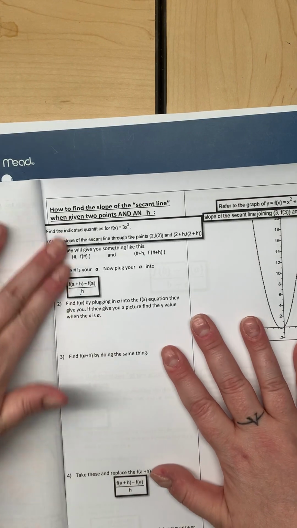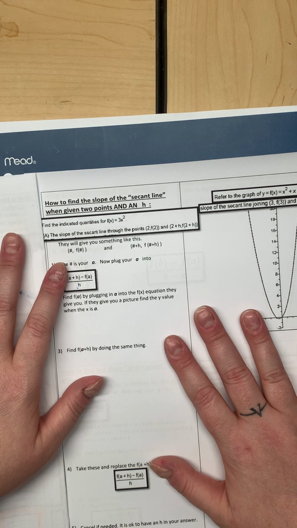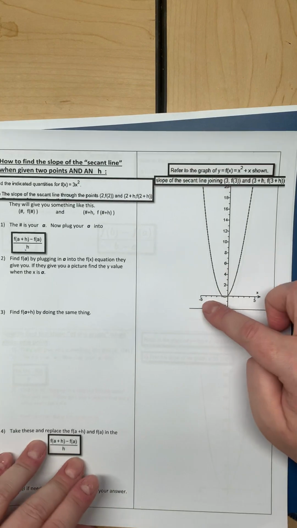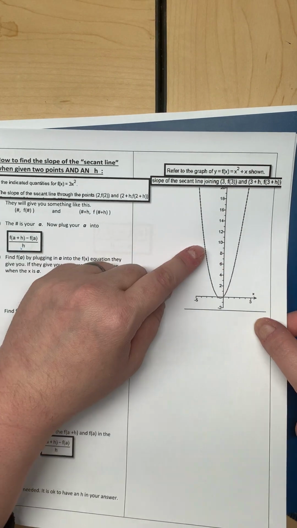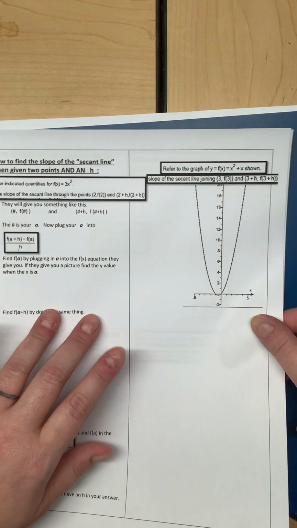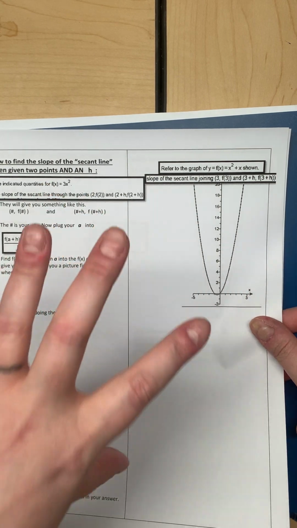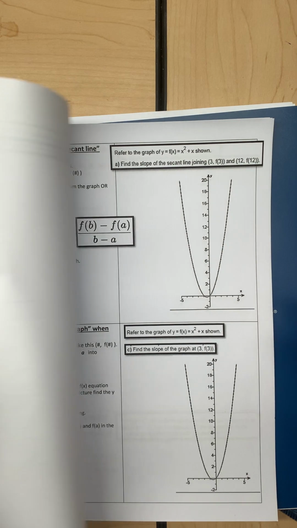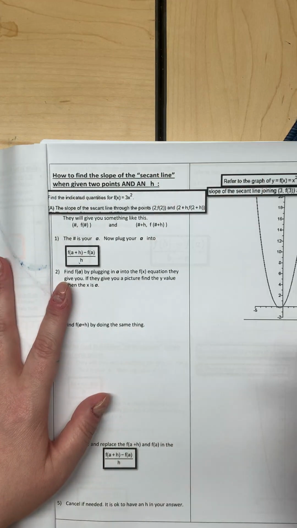So let's look at how to find the slope of a secant line when given 2 points and an h. This is a homework problem. On your homework, it makes you find like 4 different things all at once, but I'm going to take it slow. We're going to find the first thing on this piece of paper and the second thing on this piece of paper. You get what I'm saying? So we're going slow.